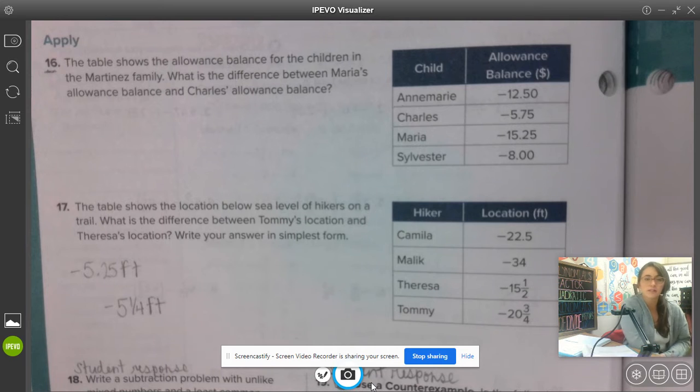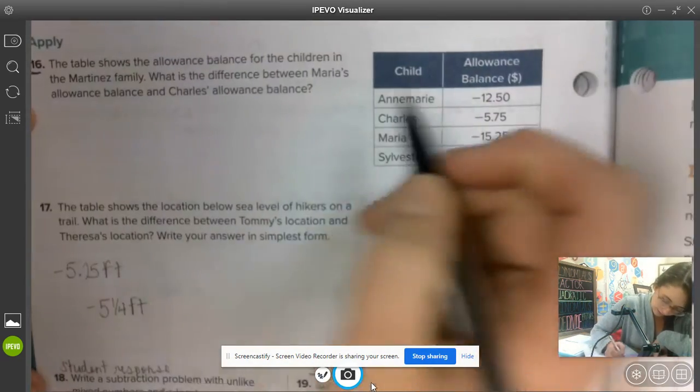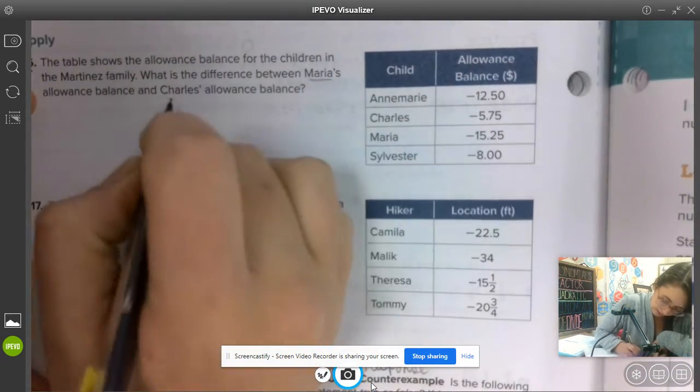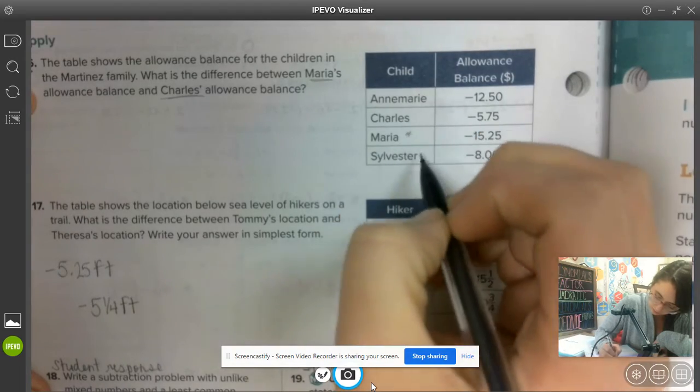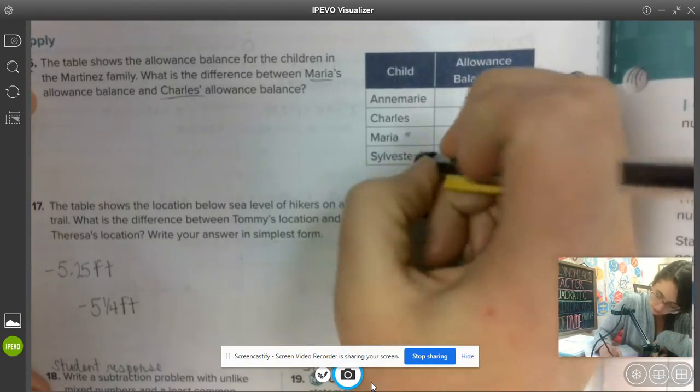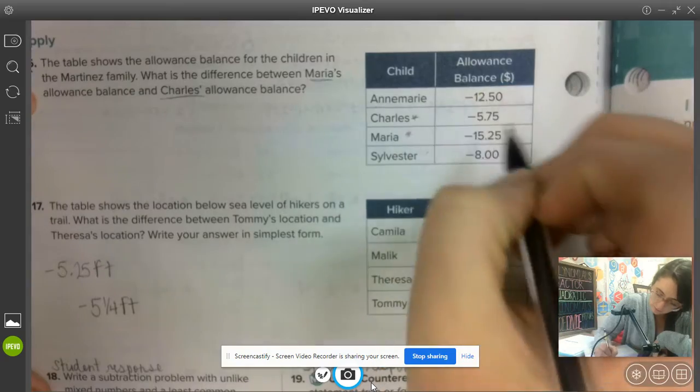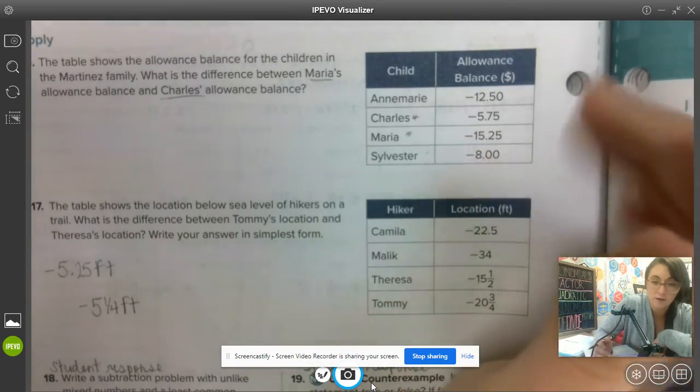The table shows the allowance balance for the children in the Martinez family. What is the difference between Maria's allowance balance and Charles's allowance balance? Woo, that was a mouthful. Okay, so we are only looking at Maria and Charles, not Sylvester. Okay, so if I want to know the difference, that's just how far apart are their balances.